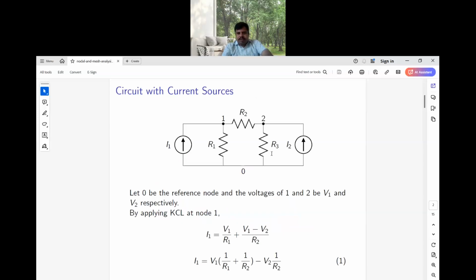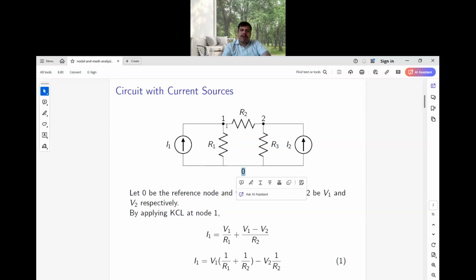Consider this circuit. It consists of two current sources I1 and I2, and R1, R2, R3 are the resistors connected in the network. There are three junctions: this is the first junction, this is the second junction, and this is the third junction. We assume the third junction voltage is 0, so we call it the reference node. For the remaining two junctions, 1 and 2, we need to apply KCL at junction 1 and at junction 2.